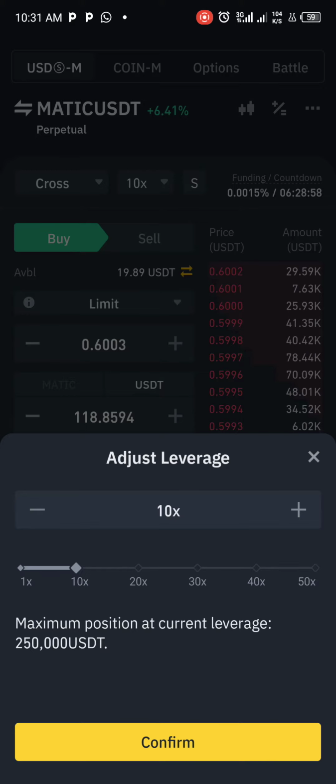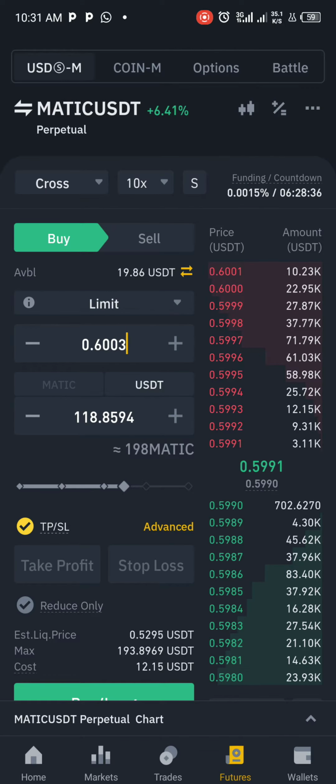So I advise you don't go above that. Currently, I use only 10 times leverage. Your greed may want to push you more, but please, crypto is very risky. We all know about this, so be mindful about that too. So that's it about leverage. Use only times 10 leverage. So I select cross and I select times 10 leverage.